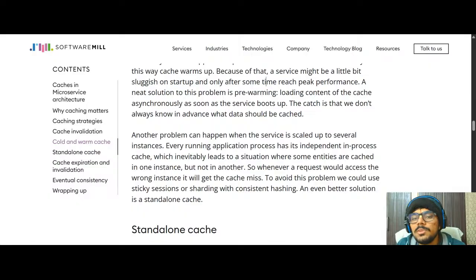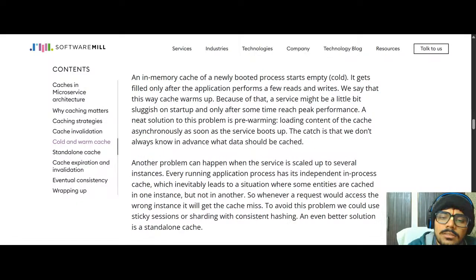To avoid this problem, we could use sticky sessions or sharding with consistent hashing. And an even better solution is a standalone cache.